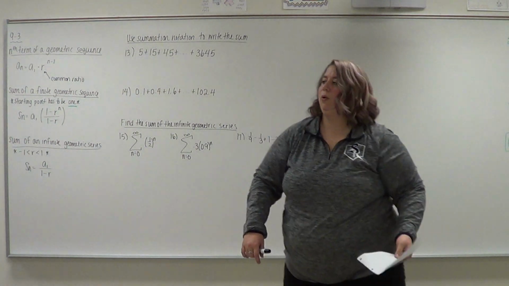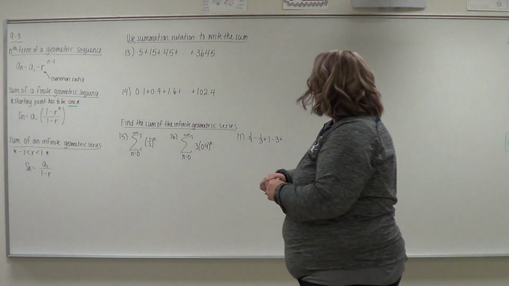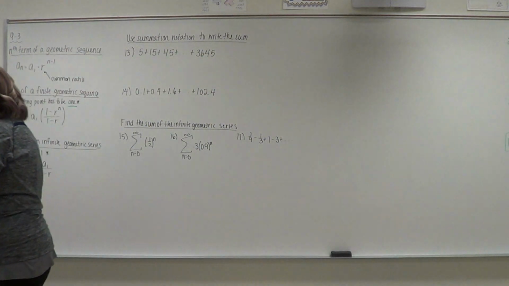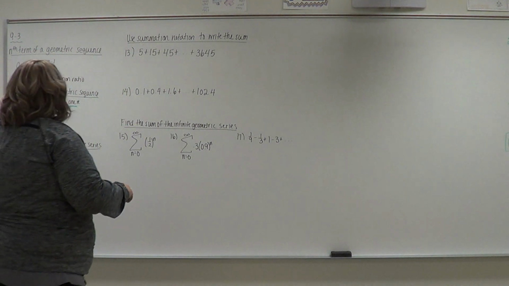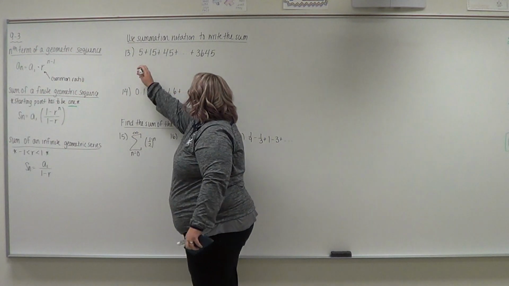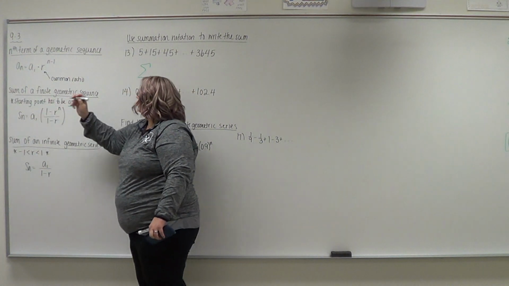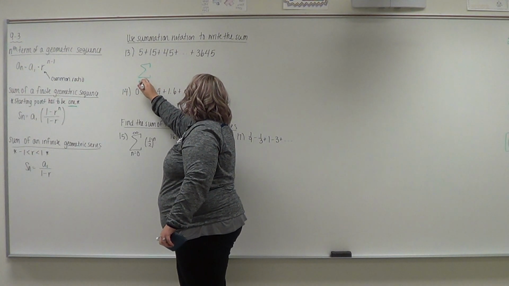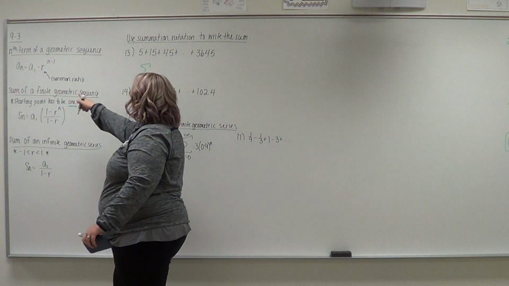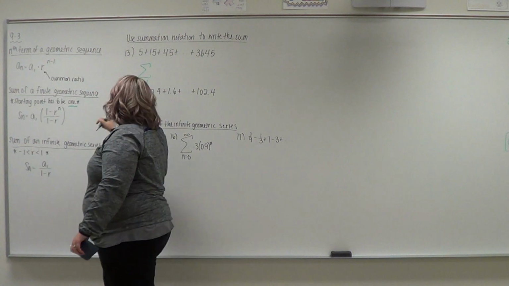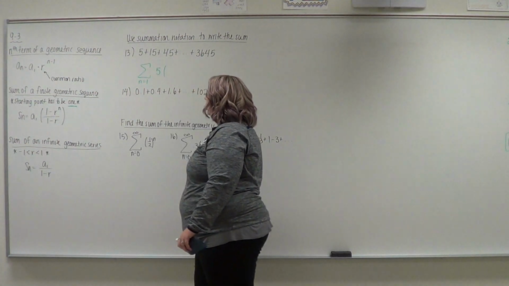Okay, so the first part, use summation notation to write the sum. What you're doing is they're giving you the answer, and you're going to work backwards. First thing we know is, because it's finite, we're going to have to start with 1. I need an equation that looks like this. So I know A1 is my first term. Then I need to know R.